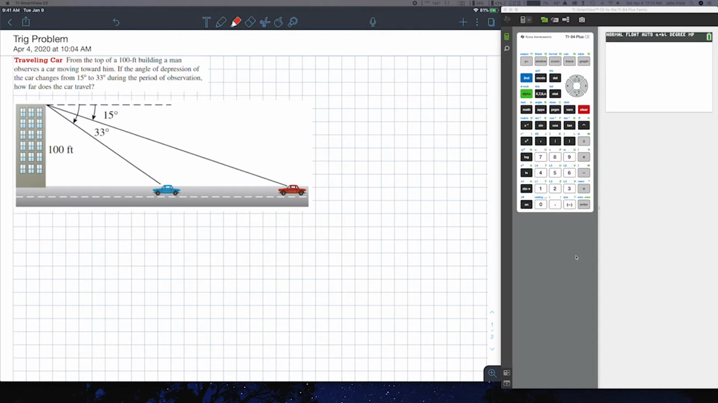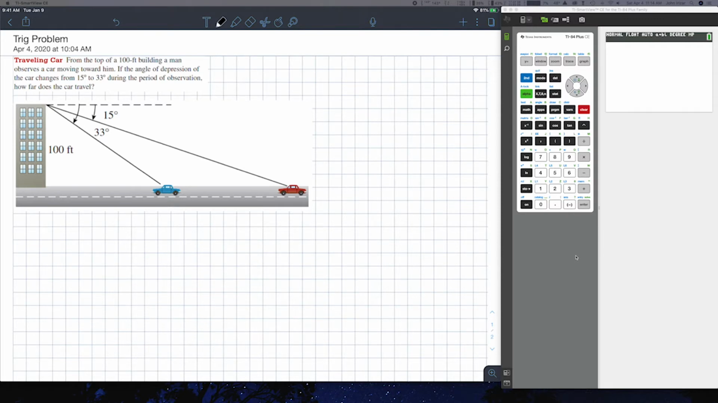All right, I am going to start by explaining angle of depression. The man is standing up here at the top of the building, so from where he is standing, horizontal is straight out, and his angle of depression is the angle formed from that horizontal down to, in this case, his line of sight. So this is the 15 degrees. As you can see, as the car moves towards him, that angle will change.